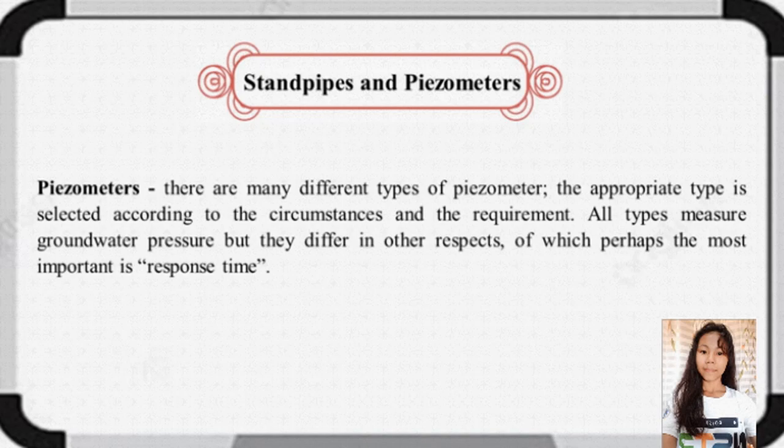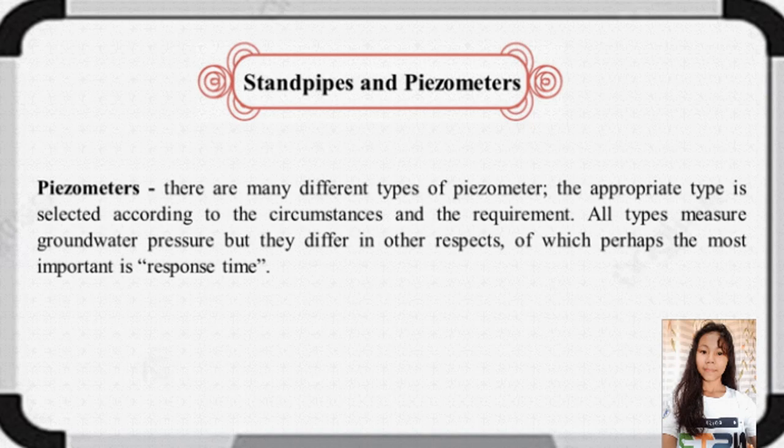Piezometers. There are many different types of piezometer. The appropriate type is selected according to the circumstances and the requirement. All types measure groundwater pressure, but they differ in other respects, of which perhaps the most important is response time. The open piezometers are simple, cheap, and effective, provided that they are carefully installed and that their limitations are known and respected. However, there are circumstances where remote reading and a rapid response is essential.